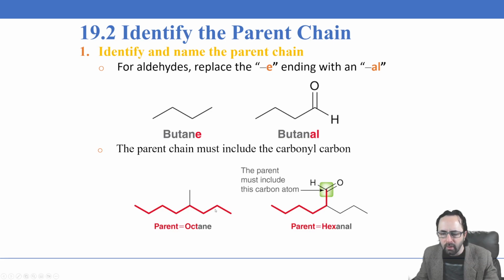So although here in this example we have an 8-carbon chain, 1, 2, 3, 4, 5, 6, 7, 8, that chain is not going to be our parent chain. The parent chain must include the aldehyde, and it must be numbered such that the aldehyde gets the number 1 here. And so this would be carbon number 1, and then 2, 3, 4, 5, 6. So the parent chain here would be "hex" for 6 carbons and "al" for aldehyde, hexanal.